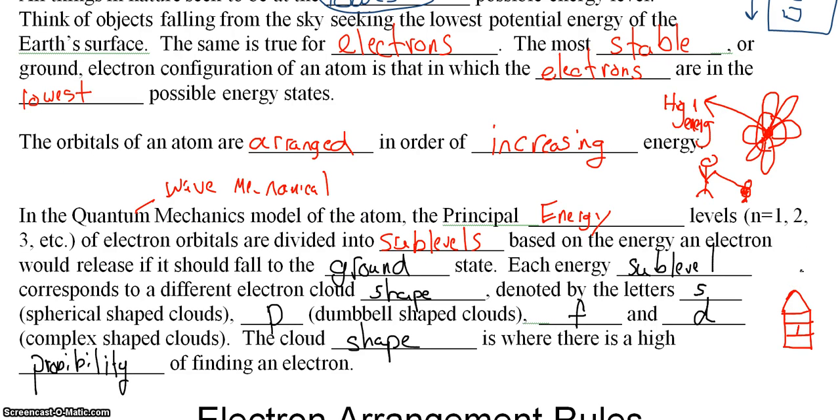So what you should be getting from this is that we have levels. Levels are divided into sublevels, just like in your home. Each floor of your house has different rooms. Each level on an atom has different sublevels, and they are called the S, P, D, and F.